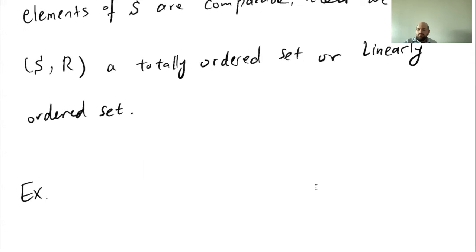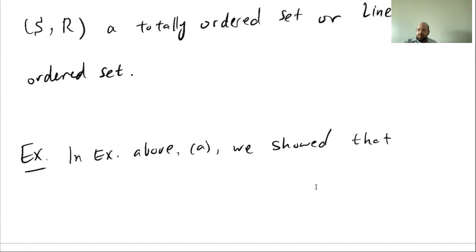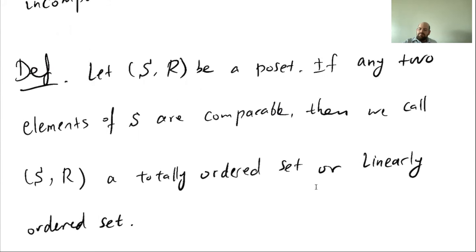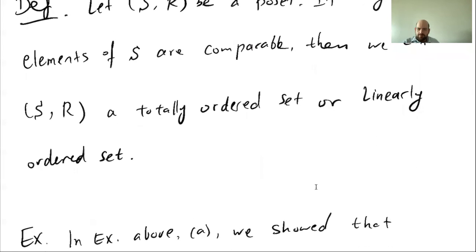So for example, in the example above, part A, we showed that Z together with less than or equal is a totally ordered set. So in the exam, if you're asked to show something is a totally ordered set, what do you need to show?